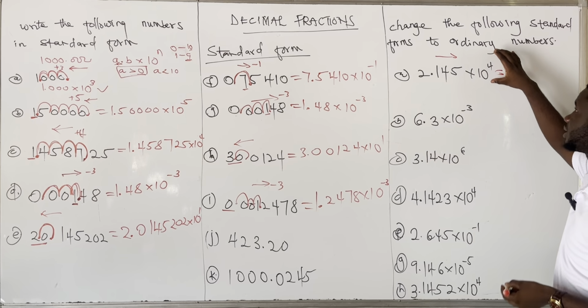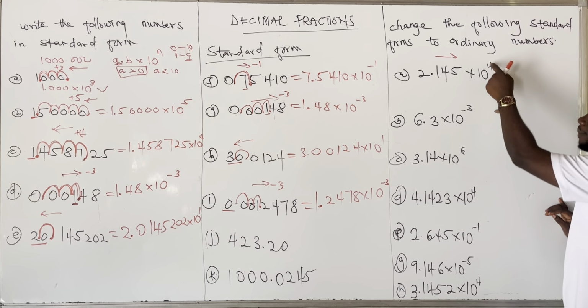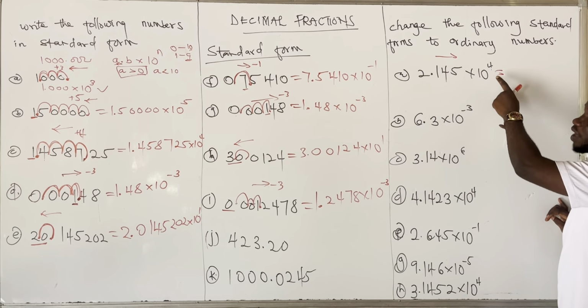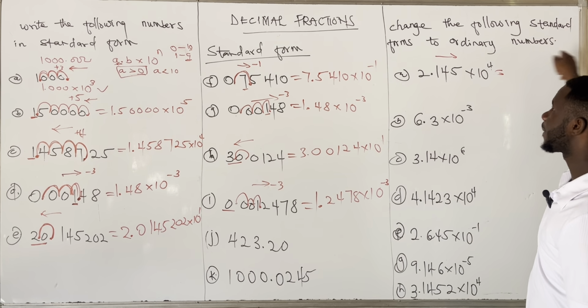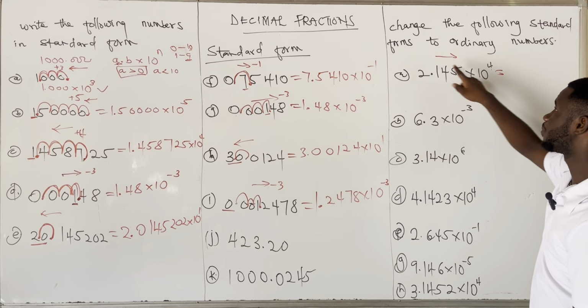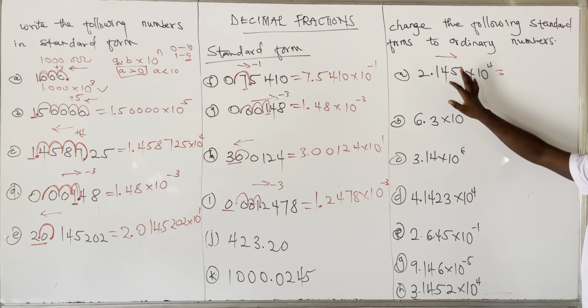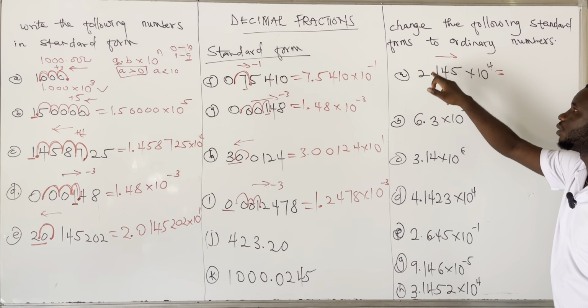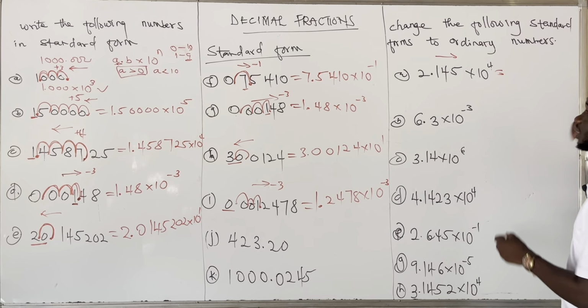Okay, we are writing it in ordinary form, ordinary numbers. And we have a positive power. So anytime you have a positive power, it means you are going to move your point to your right side. If you have a positive power and you are writing it in ordinary numbers, you are going to move the point from your left to where? Right. Okay, so let's move it.